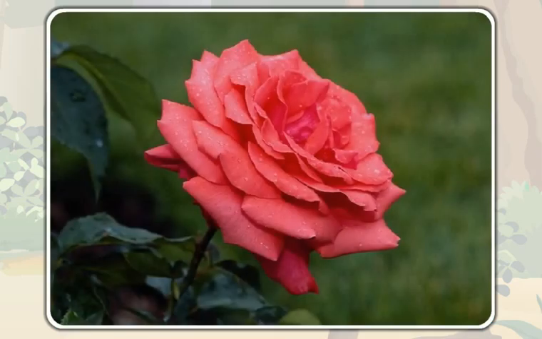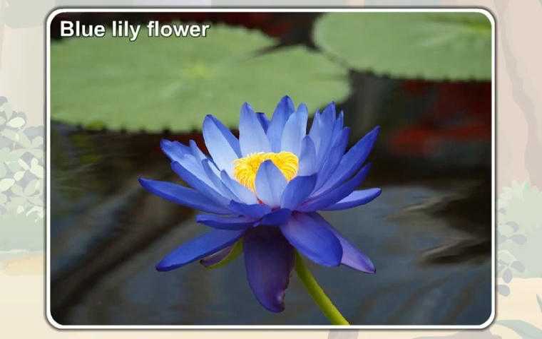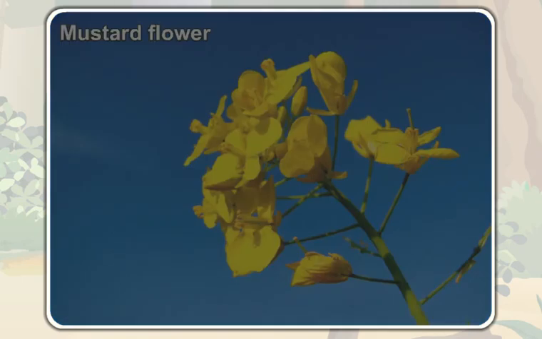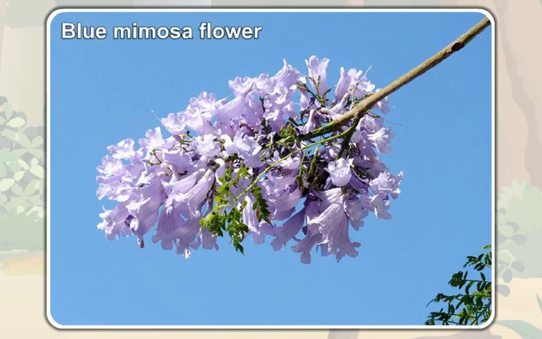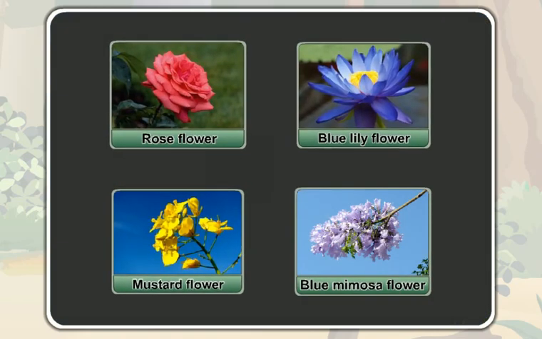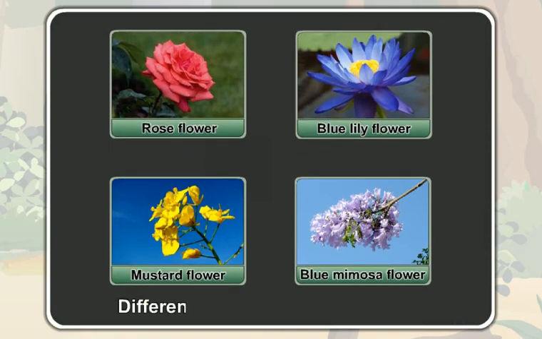Now, this is a rose flower. This is a blue lily flower. This is a mustard flower. This is a blue mimosa flower. All these flowers are different from each other, aren't they? They are different in color, shape, and size.